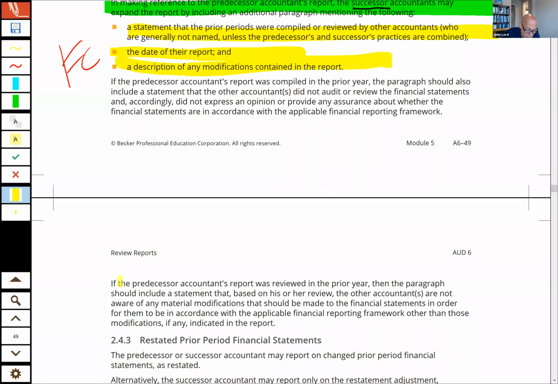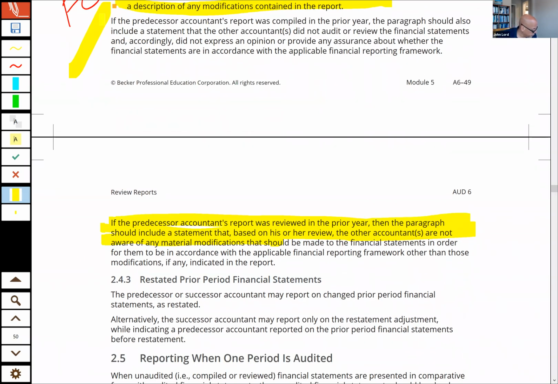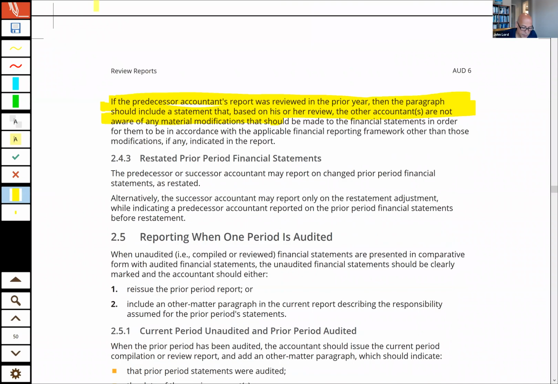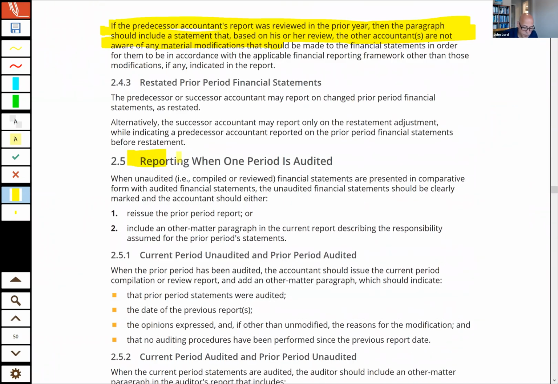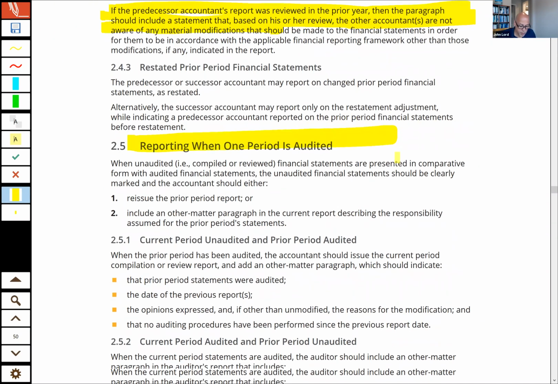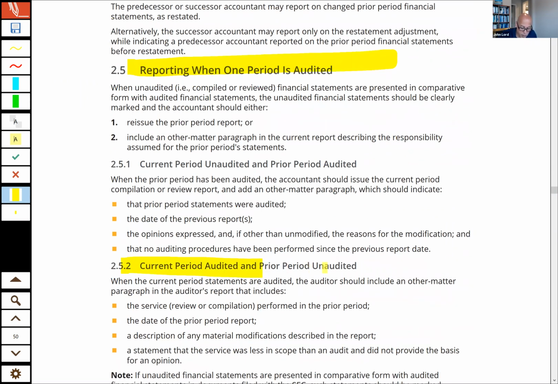Okay, right here. If the predecessor accountant's report was reviewed in the prior year, then a paragraph should include a statement that based on his or her review, they're not aware of material modifications. Okay, flashcard those three main ones though right here. Don't worry about this last one. Okay, all right, good.